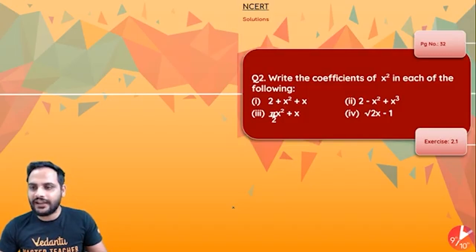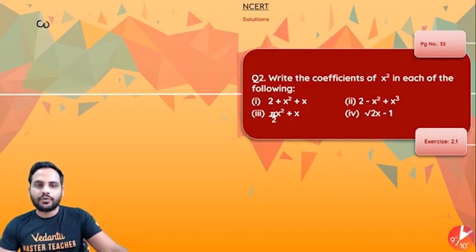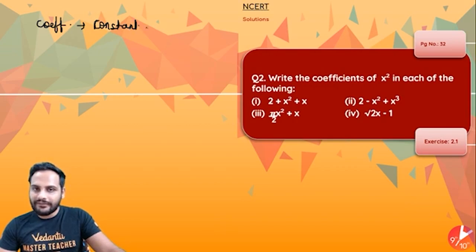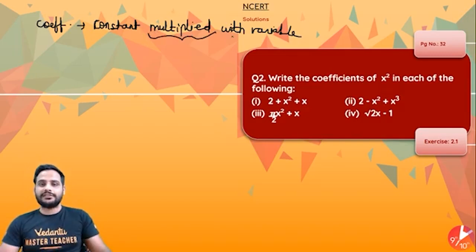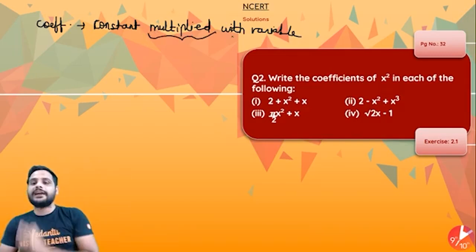Write the coefficient of x square in each of the following. So coefficient for anything means what? Any constant multiplied with the variable. Remember, beta, what operation is there between the variable and the coefficient? Multiplication. Coefficient will be multiplied with the variable.